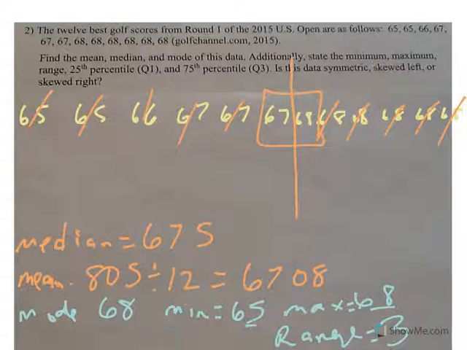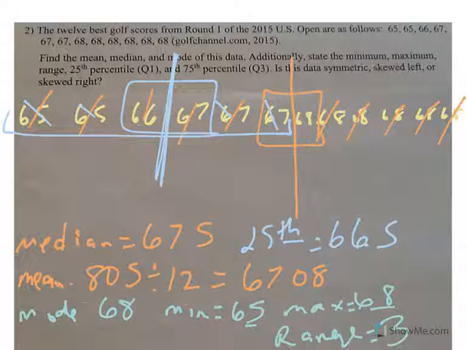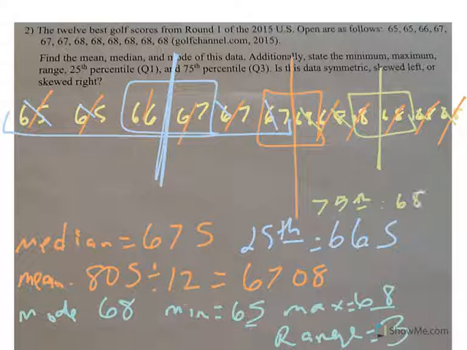Okay, so now I'm going to look at just my front half. Low, high, 2 numbers here. Again, I'm going to cut the middle. So the 25th is 66 plus 67 divided by 2, which is 66.5. I go on this side. Let me change color for effect. Low, high, I have 2. I cut between them. My 75th is 68.